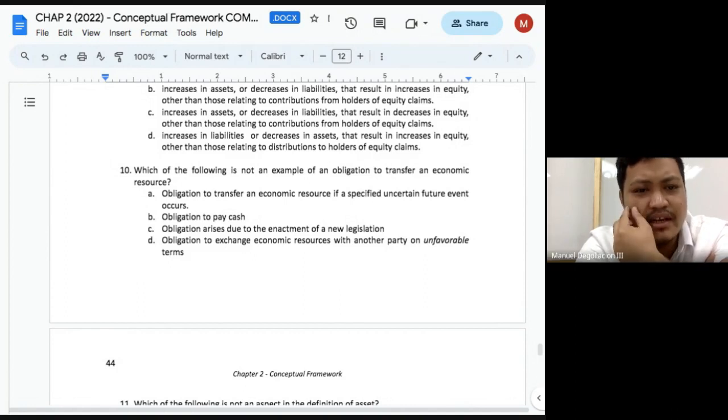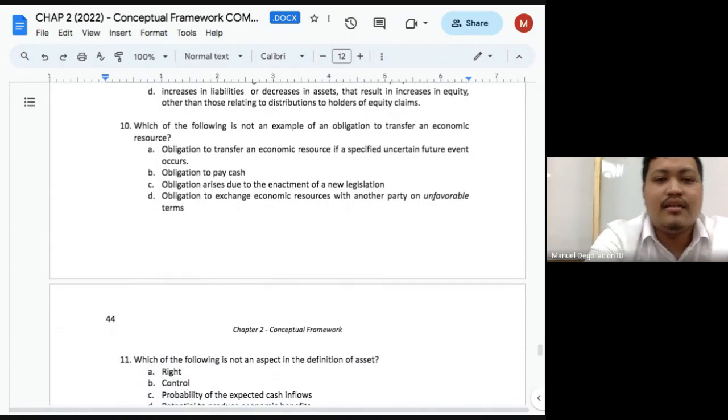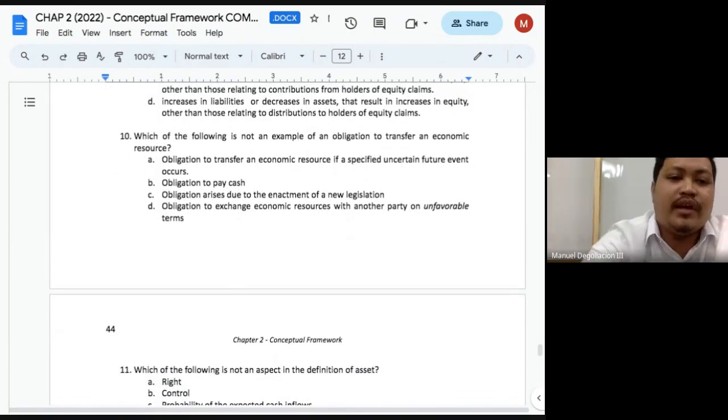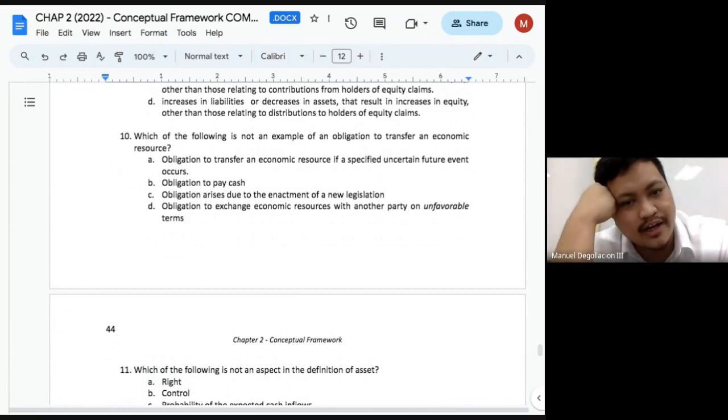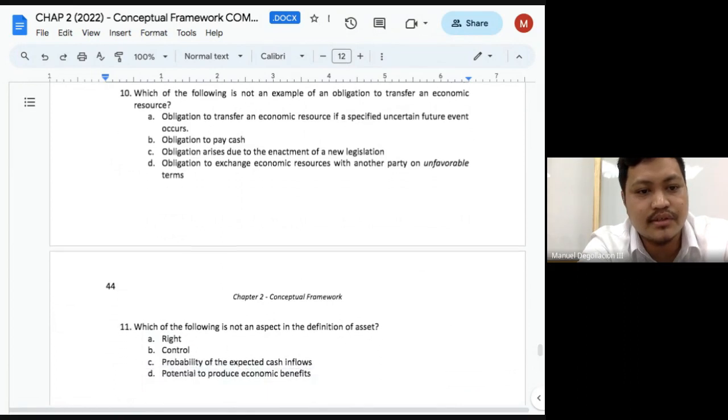For letter D, that is basically a definition for a liability. It is almost always under unfavorable terms. So again, the answer for number 10 is letter C, because obligation does not automatically arise due to an enactment of a new legislation. There has to be an exchange of an economic resource.